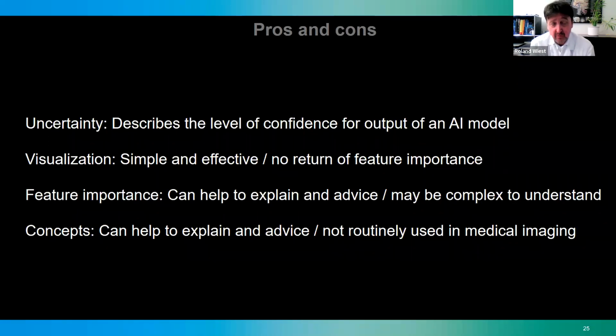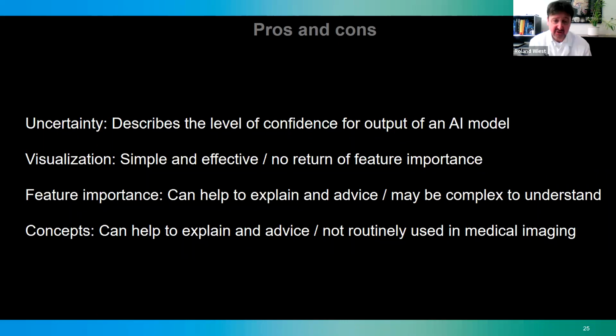The uncertainty describes the level of confidence and helps you to understand how sure the model is. Visualization is nice to see, but there is no return of the feature importance. Feature importance is a very good way to interpret these models, but it's getting lost if the models are getting more complex. And I think the next step to go forward is to investigate the concepts. That means to introduce analytic ways that help you to explain and advise what the model recognized in terms of human understanding.